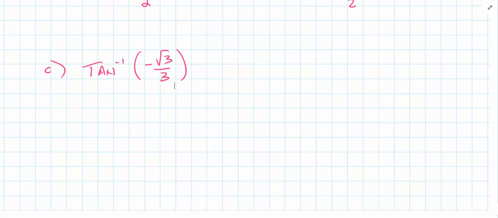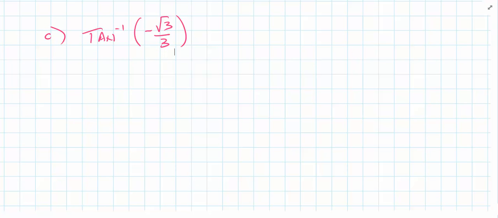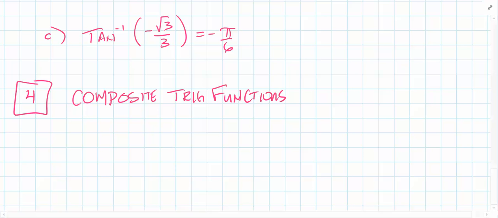On your own, give me this one. What's the inverse tangent of negative root 3 over 3? And draw the picture, because drawing the picture is how you show work. Inverse tangent of negative root 3 over 3. All right, you should have got negative pi over 6 for that one.